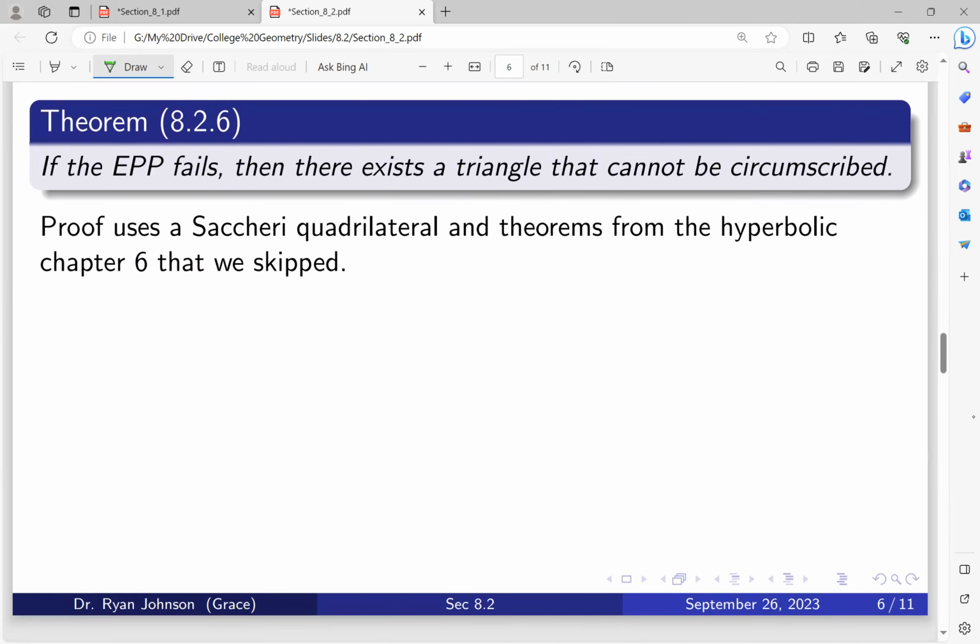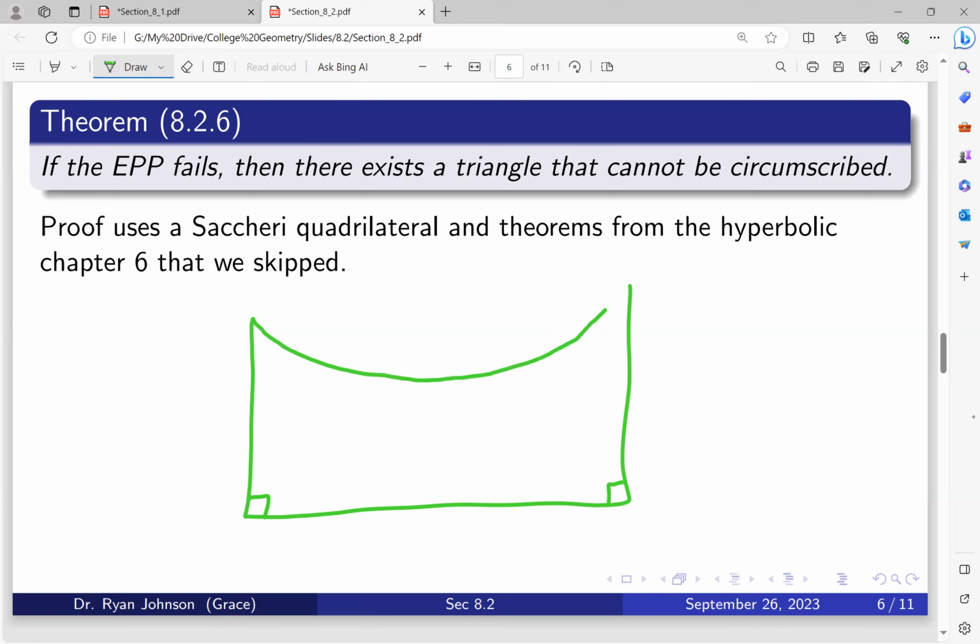And so for this one, I'm just going to draw you the picture, but it relies on theorems that we skipped because we skipped the hyperbolic section. So imagine we're in hyperbolic land. So if the EPP fails, we have those theorems that basically say you have to be hyperbolic then. So then you have, I'm just going to grossly exaggerate that. Okay. Then I'm going to do that. And then I'm going to perpendicularly bisect this line. Call this A, B, C, D. And I'm going to perpendicularly bisect here.